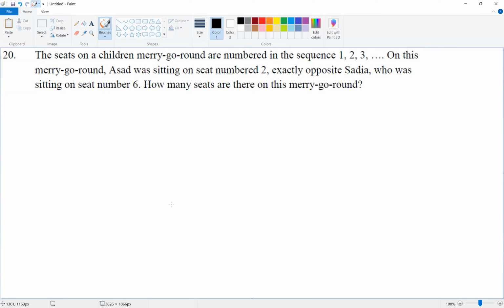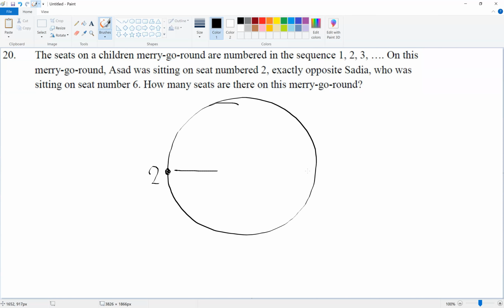So it says, the seats on the children's merry-go-round are numbered in the sequence 1, 2, 3. On this merry-go-round, Assad was sitting on number 2, exactly opposite from Sadia, who was sitting on number 6. So how many seats are there? What number would be on the top and what number do you think will be at the bottom?